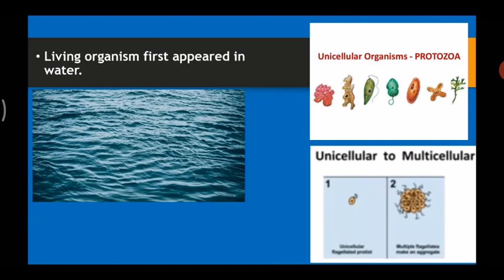Now later on, from these unicellular organisms, multicellular living things develop. You can see in the third picture there is unicellular to multicellular. Unicellular, as I told you, means a single cell, and multicellular organisms are made of more than one cell.